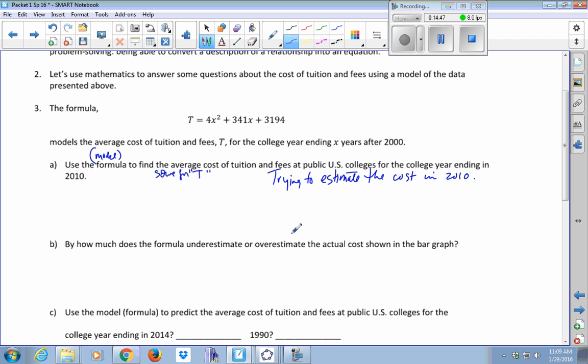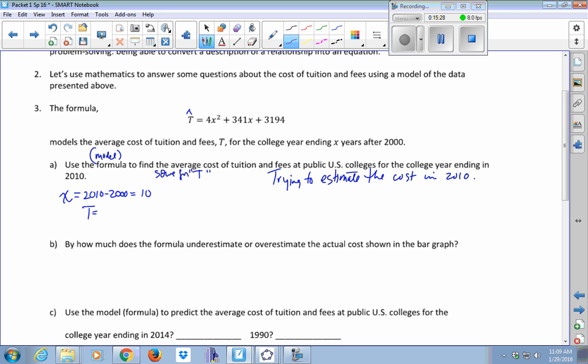All right, so I have to figure out what x is, right? So how do I figure out what x is? What would I do, or what does my brain do? What do you actually do, what operation, to find the value for x? You subtract. And what do you subtract? 2010, take away 2000, and we know that 2010 is 10 years after the year 2000. So that's the value we're going to substitute for x, and once we do that, we'll get a value for t. So we're going to now use the formula to estimate t.